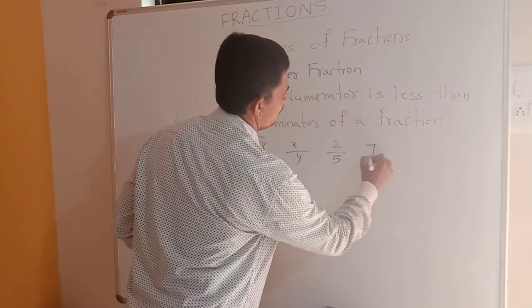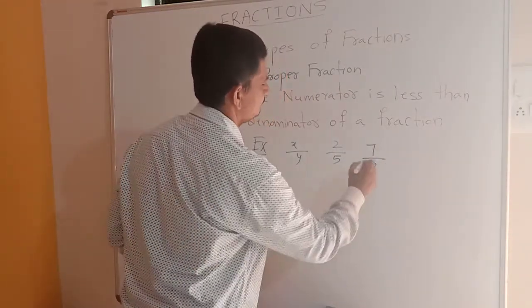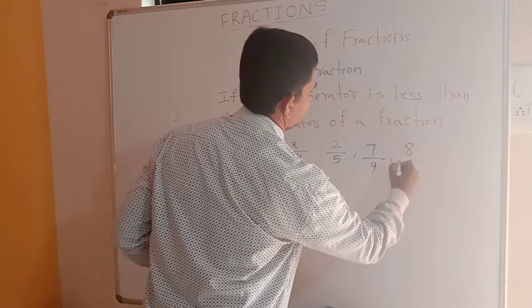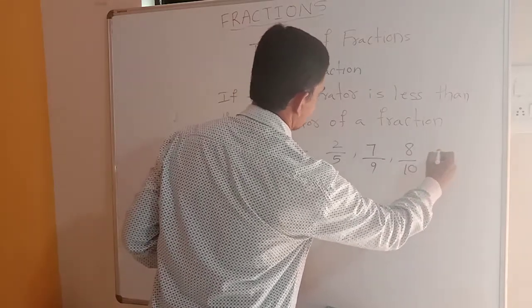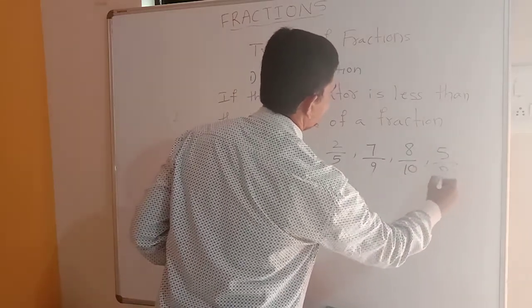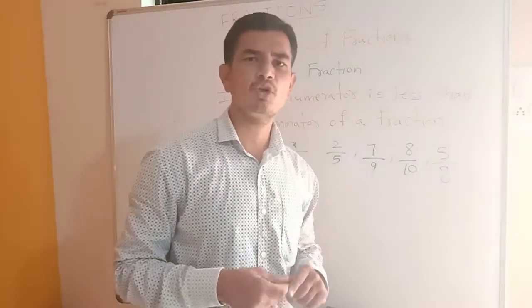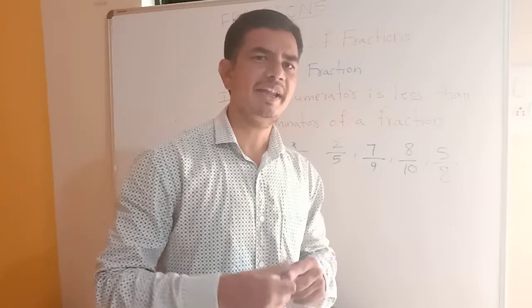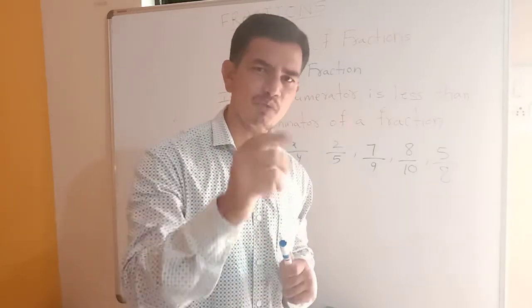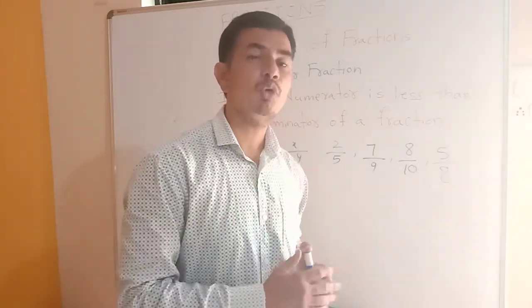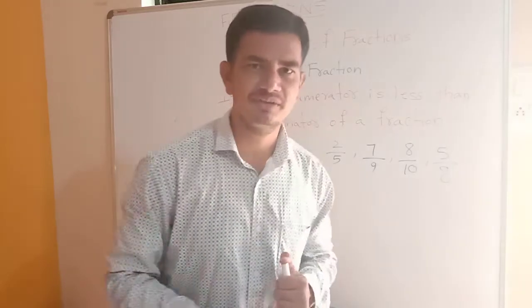Like this, 7 by 9, 8 by 10, 5 by 8. Any number where the numerator is small and the denominator is big, that type of fraction is called a proper fraction. Now let us see what an improper fraction is.